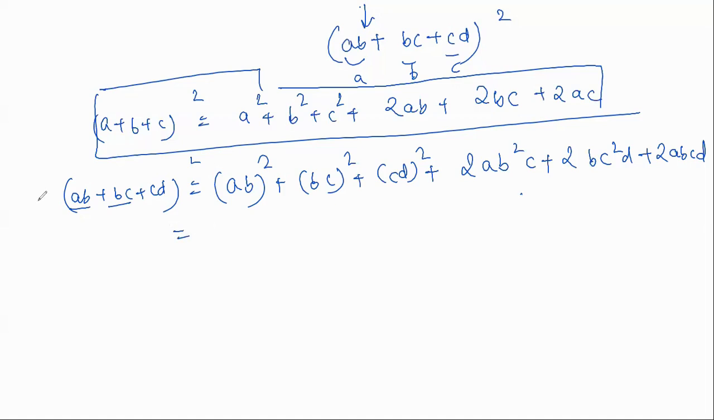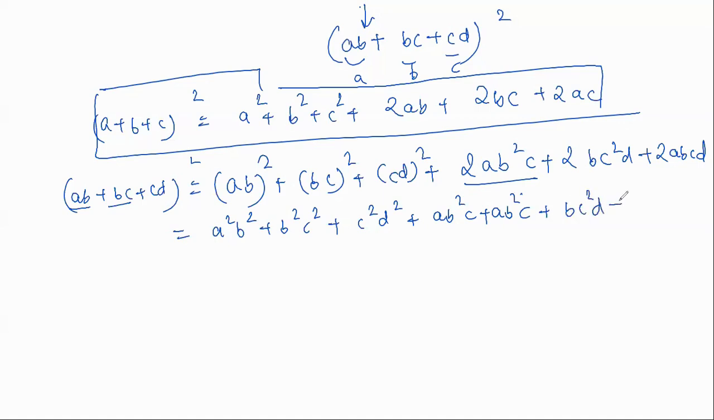Okay. Now what we will do here, we will open it this much, all the brackets, doing the whole square. Now we will open these terms as 2 times, because this is 2 times now. So AB square C, AB square C, BC square D, BC square D, ABCD, ABCD.